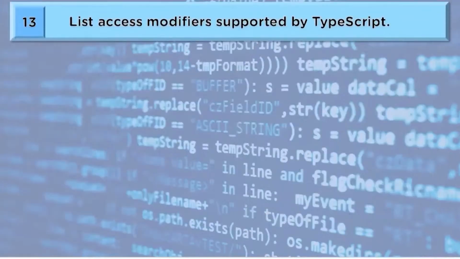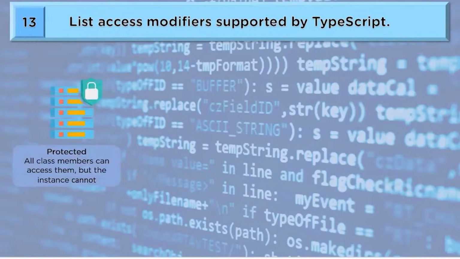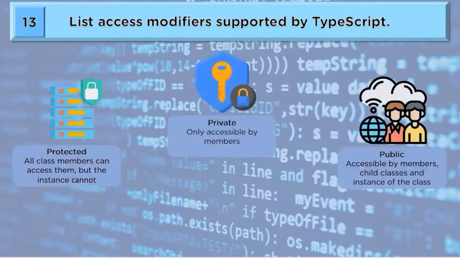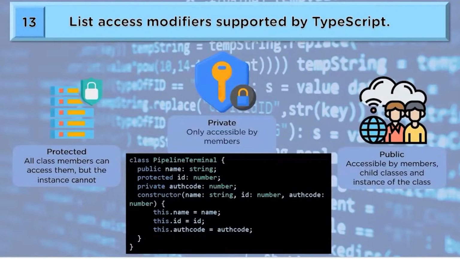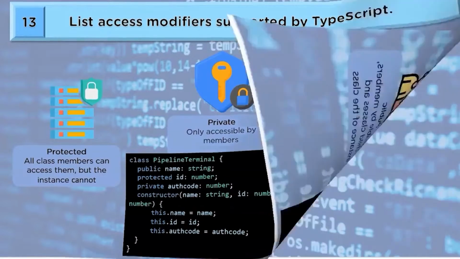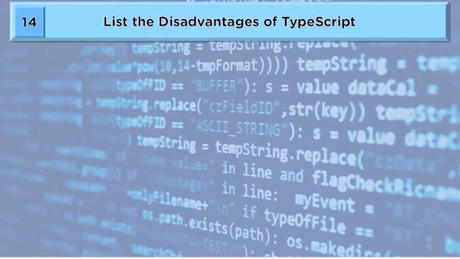List access modifiers supported by TypeScript. TypeScript supports 3 access modifiers: protected, private, and public. In protected, all class members can access them, but the instance cannot. But in private, it's only accessible by members, whereas in public, it is accessible by members, child classes, and instances of the class. List the disadvantages of TypeScript.